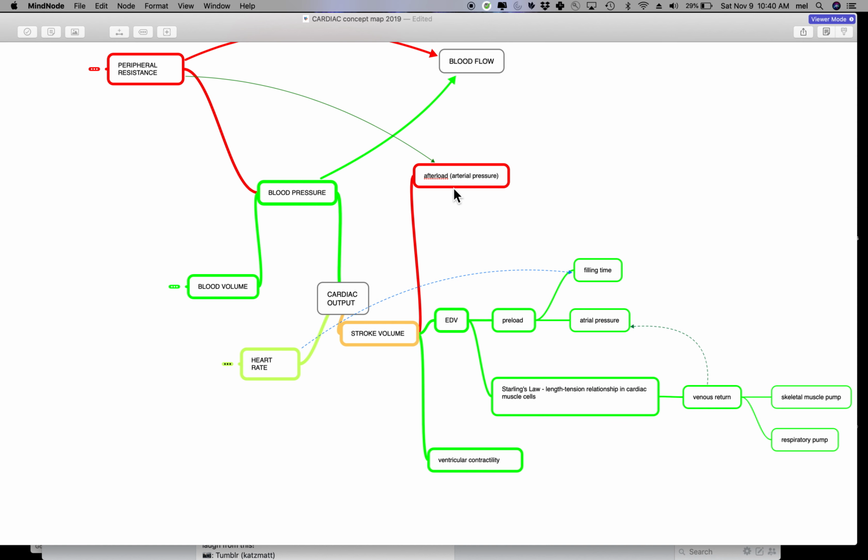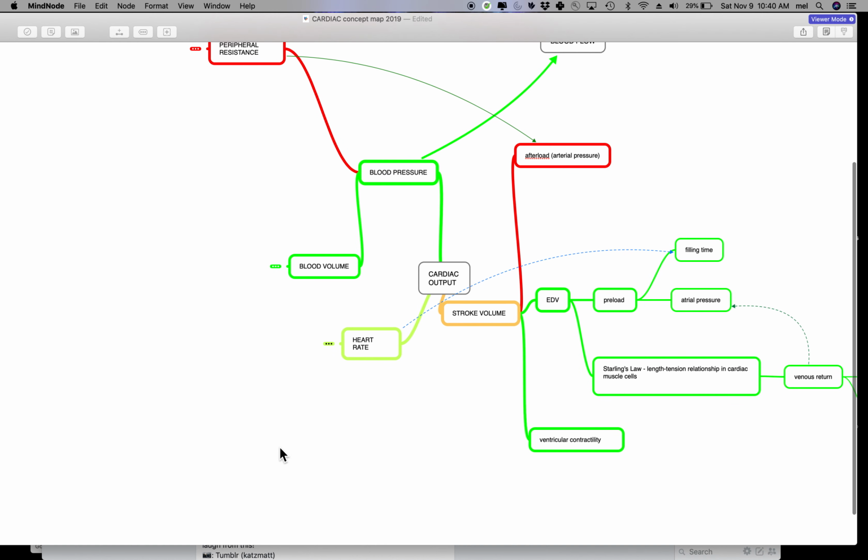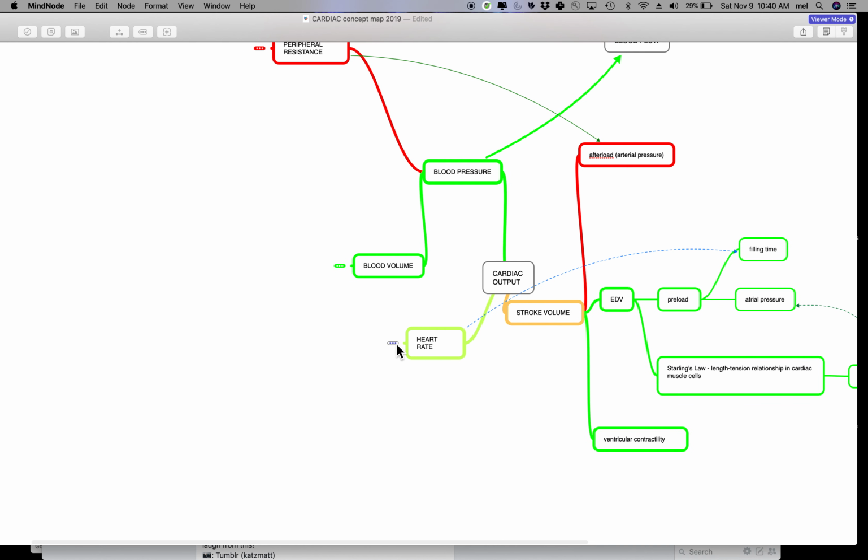Okay, now, so this is all related to stroke volume. We have afterload, that's in the arteries. This is what's in the ventricle, volume dependent. And this, we are going to see, is related to what the sympathetic nervous system does to the wall of the ventricle. Okay, and then we can look at heart rate. So if we go over here and look at heart rate and unfold this, we will see that basically heart rate is directly correlated to cardiac output.